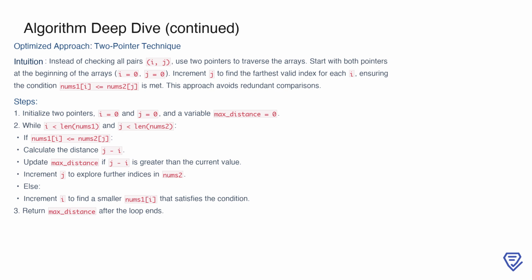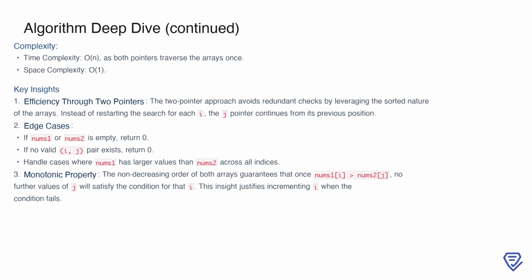At the end of the traversal, we return the maximum distance found. The two-pointer approach provides significant improvements in efficiency. With this method, the time complexity is reduced to O(n), as each pointer traverses the arrays only once. The space complexity remains O(1), as the algorithm uses a constant amount of memory.